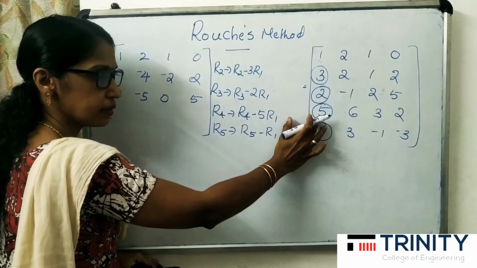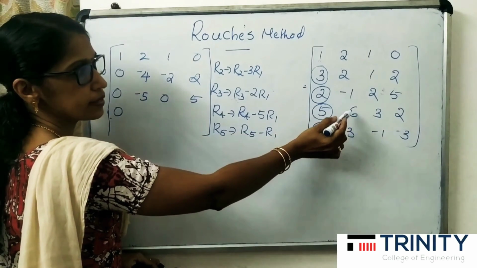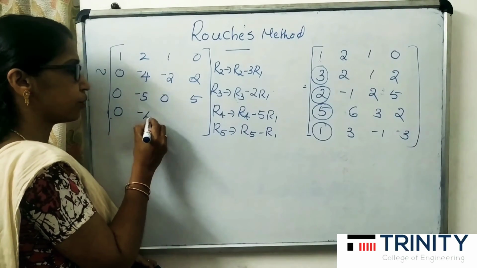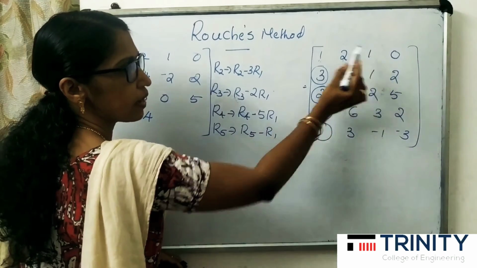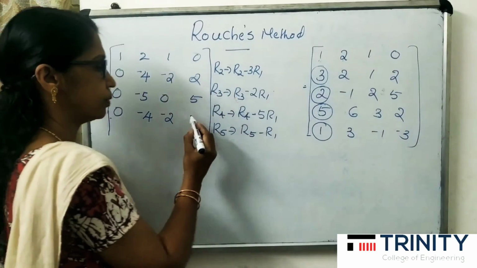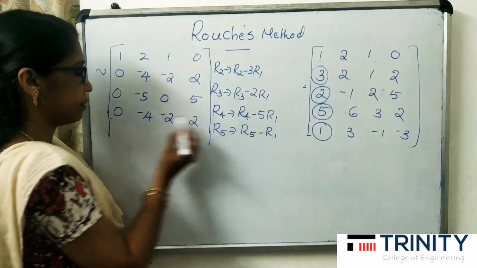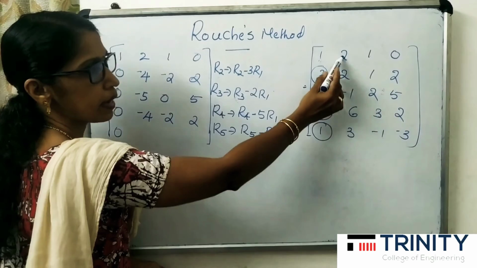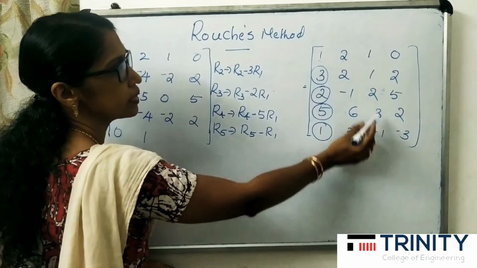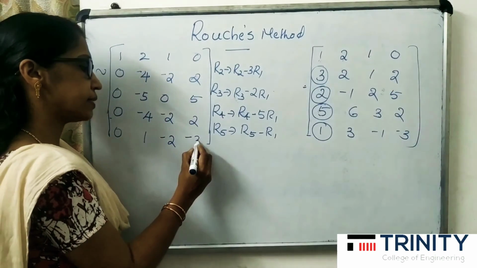Now coming to the fourth row, we get the first element 0 here. Now 6 minus 10, 5 into 2, 6 minus 10, we get minus 4 here. Now 3 minus 5 is minus 2. Here 2 minus 0, that is 2. Now the last row, first element is 0. Here R5 minus R1, 3 minus 2, we get 1 here. Minus 1 minus 1, that is minus 2. Minus 3 minus 0, that is minus 3.